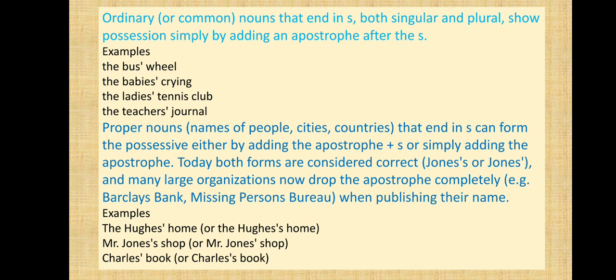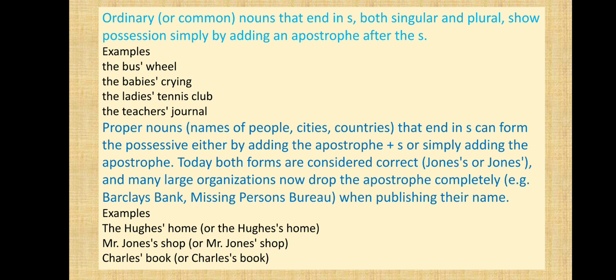ordinary or common nouns that end in S, whether plural or singular, show possession simply by adding an apostrophe after the S. Examples. So common nouns, whether singular or plural, like the bus's wheel. Second example, baby. Y is removed, IES, and it made plural. So the babies' crying. See, this is plural, and the first one was singular, right? So these are ordinary or common nouns which end in S.